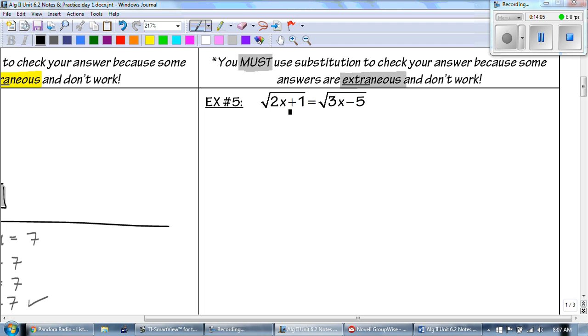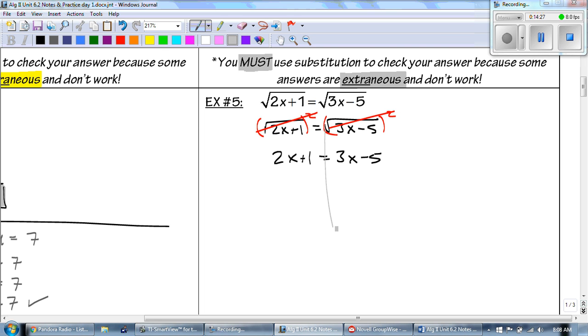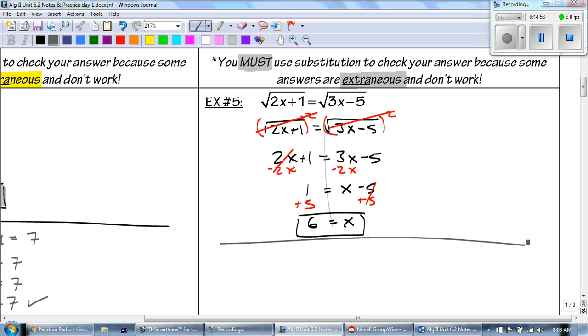All right, so our first step when we are solving this, the 2x plus 1 equals the 3x minus 5, I need to square both sides. And when I do that, the square roots go away. And now I can solve. Okay? I have variables on both sides. I'm going to move the smaller variable. So we have 1 equals x minus 5. Because 3 minus 2 is 1. Okay, so then we add 5 to both sides, and 1 plus 5 is 6. So we need to check, is 6 our answer?